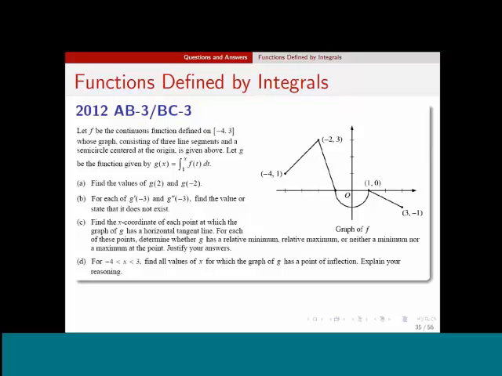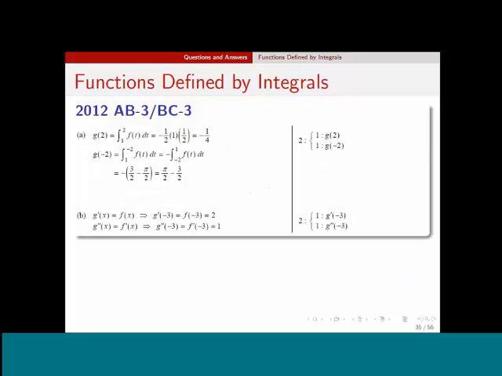This is an excellent example of a problem where we have a function defined by an integral. I'm going to take a look at all four parts here. So we have this graph of f on the right-hand side consisting of straight line segments and a semicircle. We want to find some values. We want to find whether g prime of minus 3 and g double prime of minus 3 exist. We want to find the x-coordinate of each point at which there's a horizontal tangent. And we want to find all values where there's a point of inflection. Holy Toledo, this is a great question.